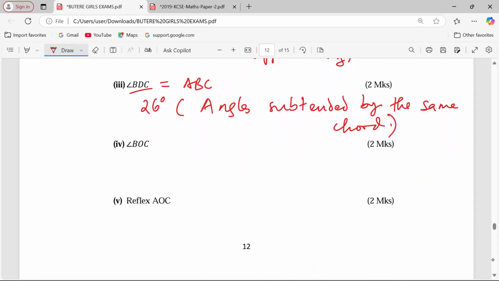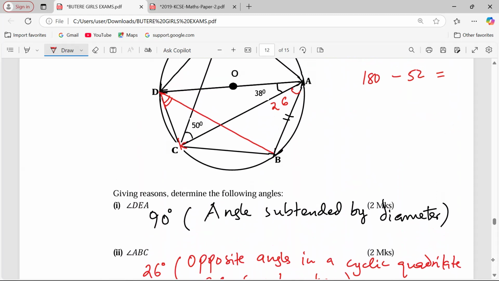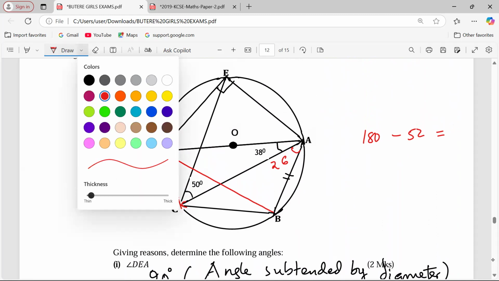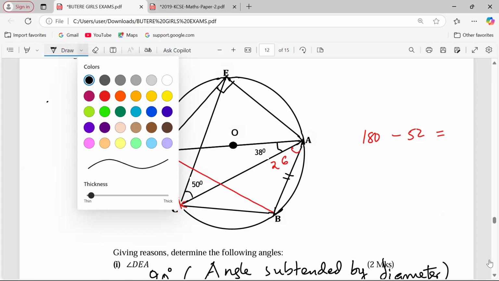There is another angle here that we are supposed to work out, and that is angle BOC. The angle BOC, let's look at it. The angle BOC, let me project it for you. BOC is going to be the angle at this point.